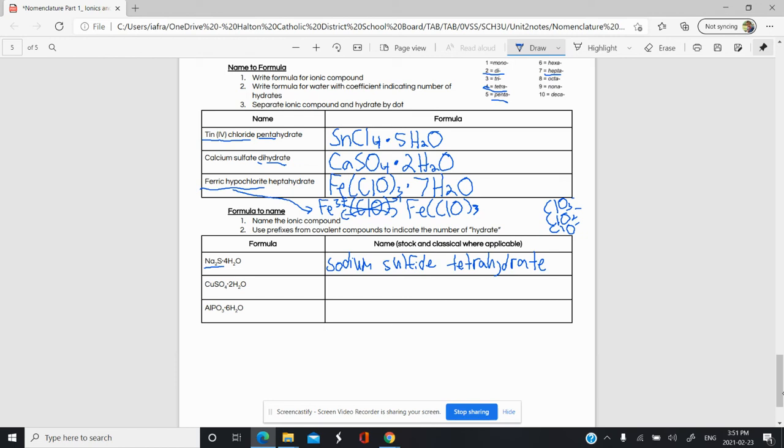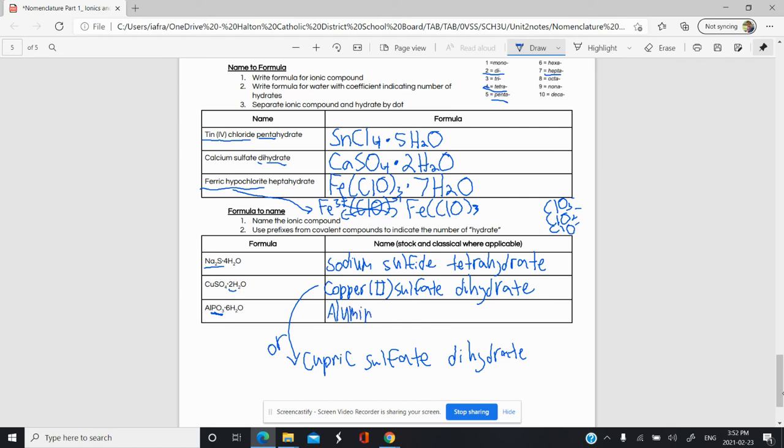So here I'm going to use both the stock and classical systems to do this. So here I have copper 2 sulfate. Then 2 waters means dihydrate. And just to show you, if I was doing classical, this is a copper 2, so cupric sulfate, because SO4 is sulfate, dihydrate. And then let's try to name this one here. This is aluminum with a PO3 there. So this is aluminum phosphite. Then there's 6 waters, so it's hexahydrate.